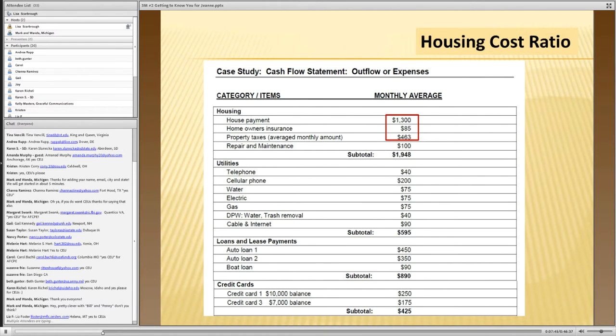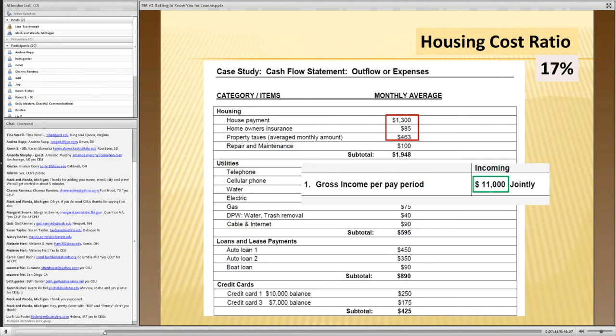Let's look at their housing cost ratio. So that would include the house payment, in other words, the mortgage payment, any insurance, and the property taxes. And we're going to take that and divide that by, again, their gross income, $11,000 per month. We'd like to see that around 28% or less, or 36% or less. So here we go again with the housing ratio with Bill and Penny, no problems yet.